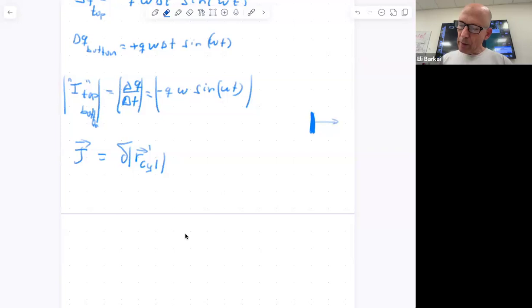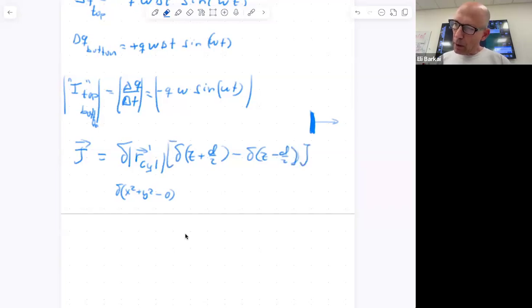This is not the position of the particle, but rather the charge current along this wire. So this contains in it, if you want, so here is z direction. This contains in it the xy plane. I mean, it's simply saying delta x squared plus y squared is equal 0 along this thing. And this one is z plus d over 2 minus delta z d over 2. Did I get mixed up with the signs?